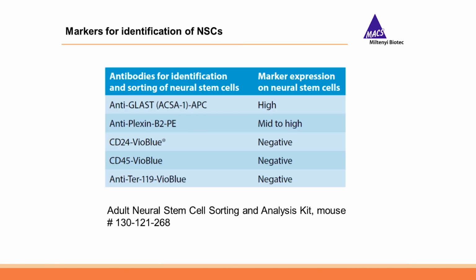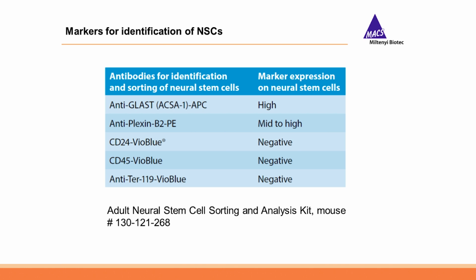So the neural stem cells cannot be identified by one marker, and we need a combination of markers for their identification. Therefore, we developed a kit with a unique marker combination for their identification. This kit includes the anti-GLAST antibody and furthermore the anti-plexin B2 as positive markers. And then we have CD24, CD45, and TER119 as negative markers.